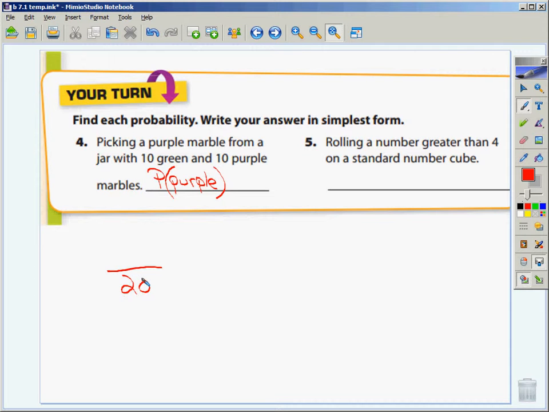And in the numerator, you put the number of times that this event could occur. Say 10. Wait, so why do we say purple? This is the probability of getting what? Purple. They're the same. So, what's the probability of getting a purple? 1/2. In simplest form.